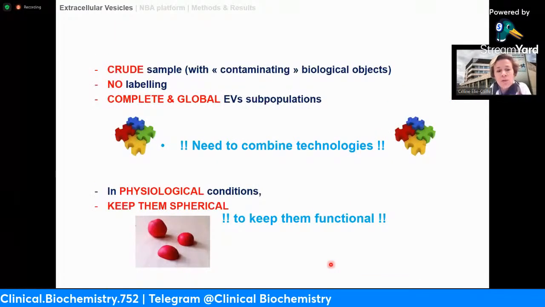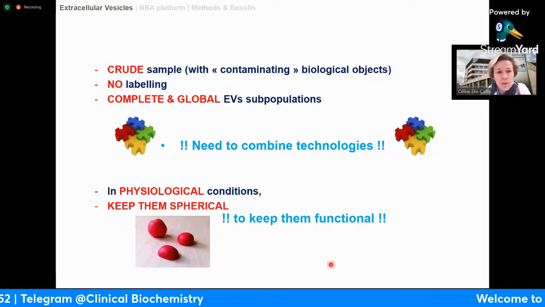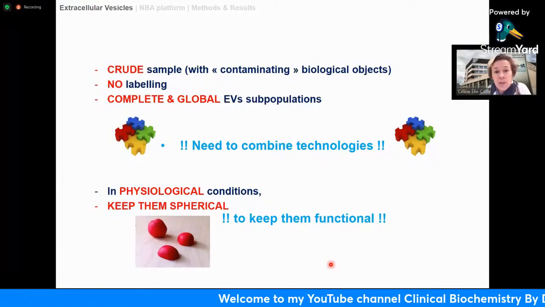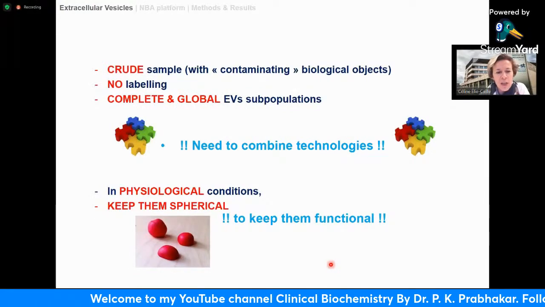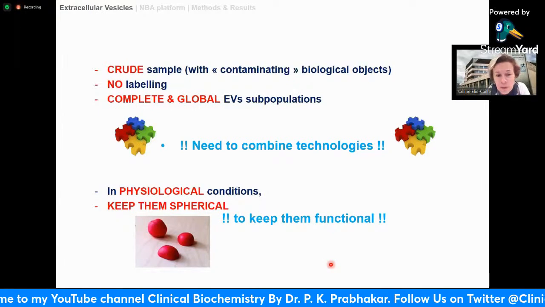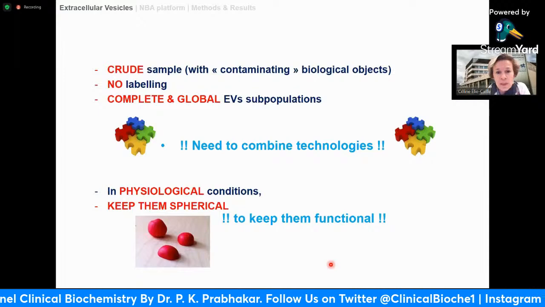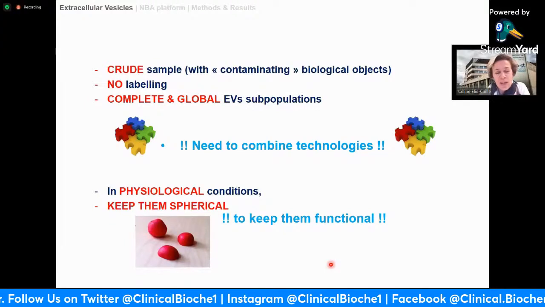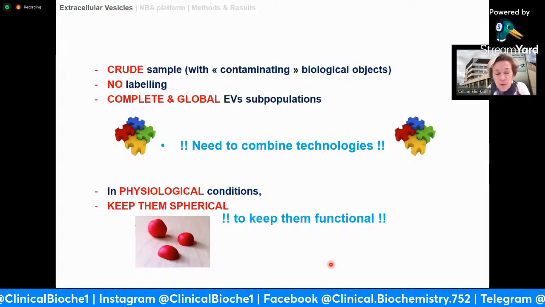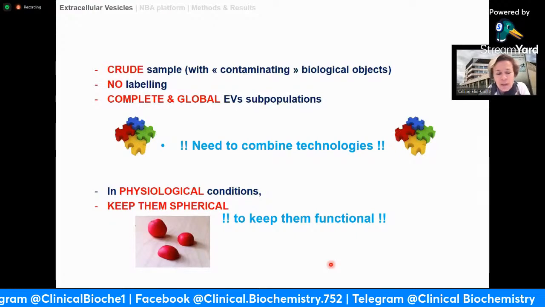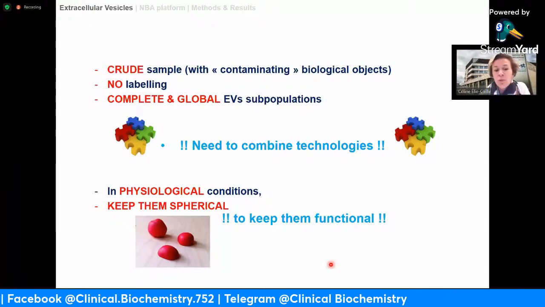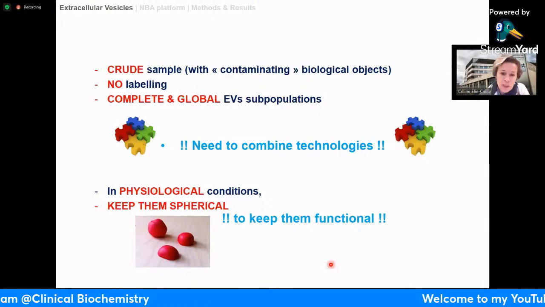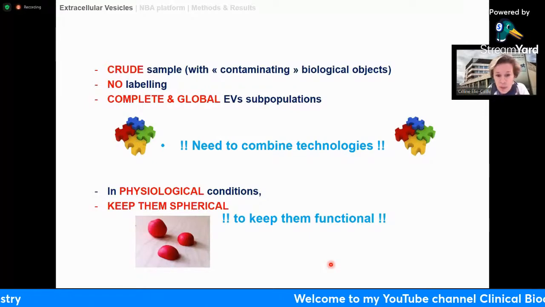So the real challenge now is to provide a complete characterization of them, and ideally, if possible, to do it in crude samples containing those contaminating biological objects, with no labeling, and with the objective to get a complete and global EV subpopulation characterization. That would be really cool, and it's not so easy, and it for sure needs a combination of technologies. And ideally, if we can do it in physiological conditions, to keep them spherical, and to eventually recover them after the characterization, this would be even better.